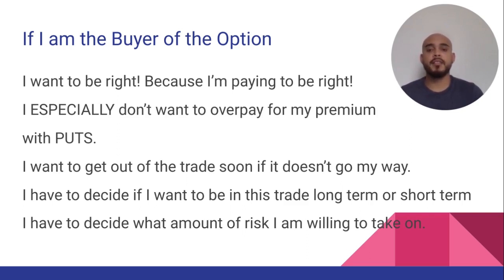I want to get out of the trade soon if it doesn't go my way. This is especially true for shorter term put options because the value of an options contract goes down more dramatically the closer to expiration we are. That's what we call time decay of an option contract. I've got to decide if I want to be in this trade long term or short term as well. If I just want to protect myself or trade put options during an earnings call, I may only keep that contract for a day or two.